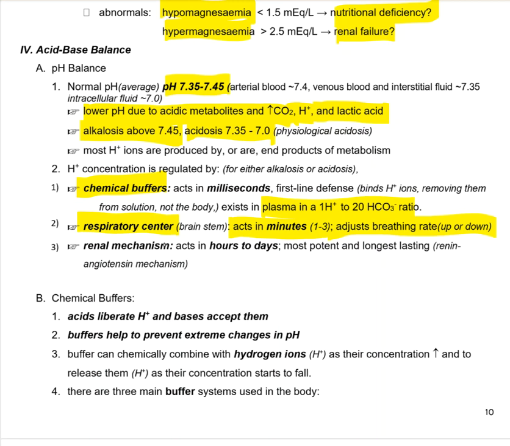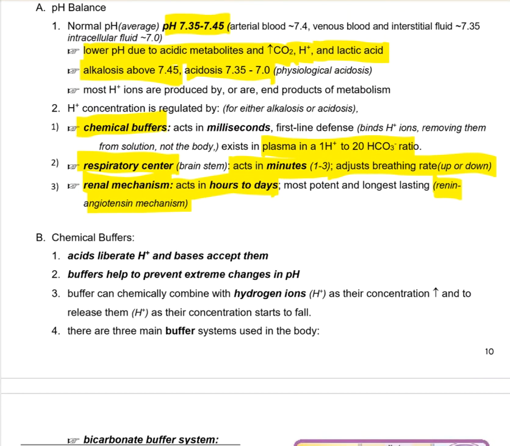And then we have our renal mechanism. And this is the one that can remove hydrogen protons from our system by putting them in urine, and this can act in hours to days. Also the renin-angiotensin mechanisms are involved in this as well, because we're going to change how we bring water back and what leaves and comes into the kidney. So let's now talk about the chemical buffers first.